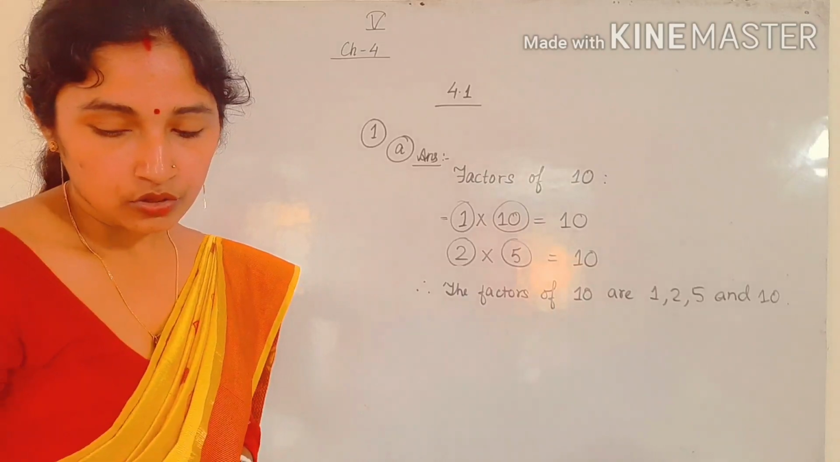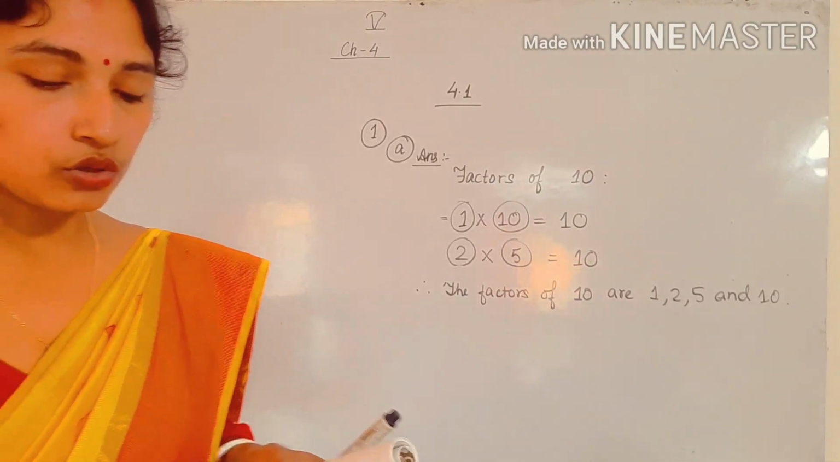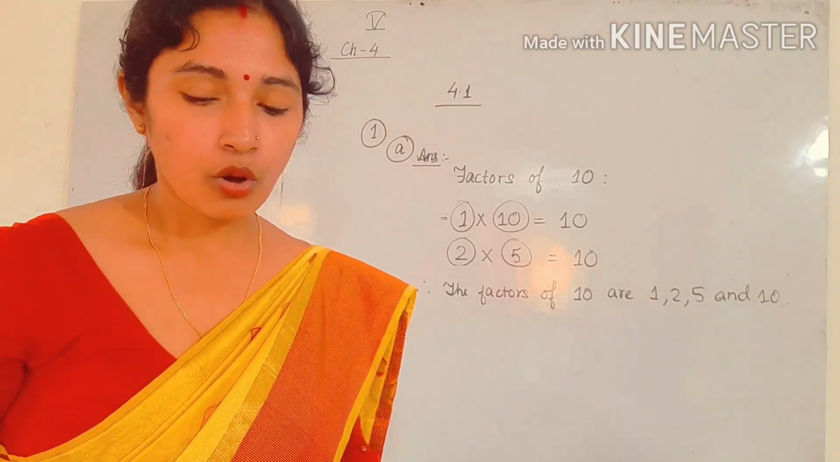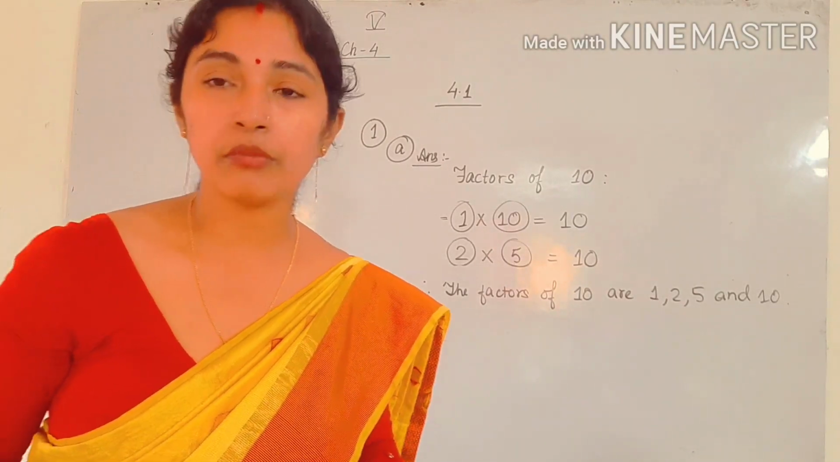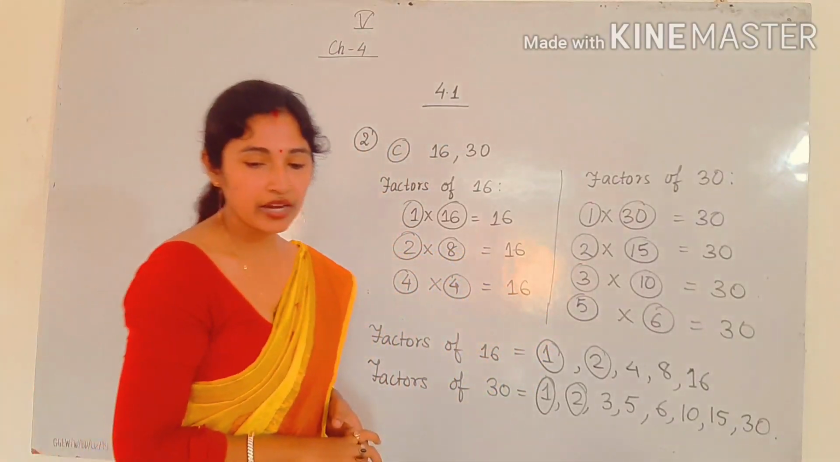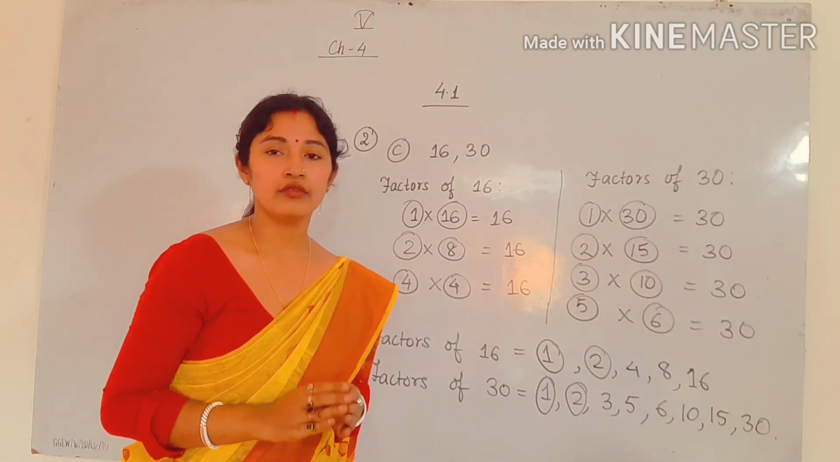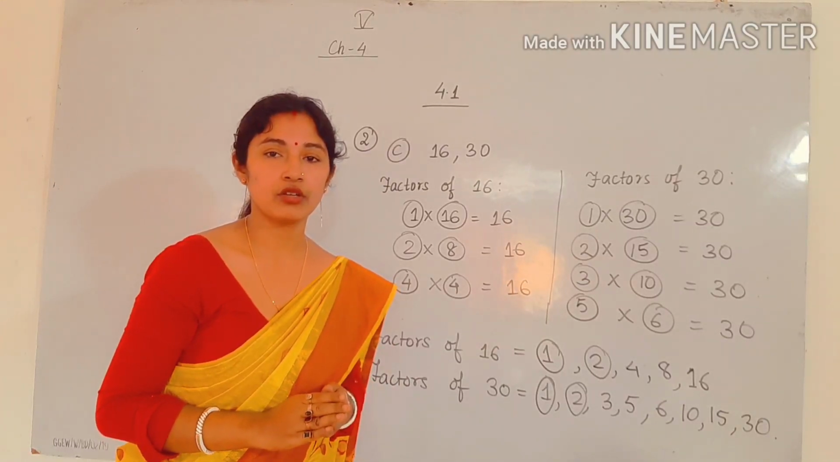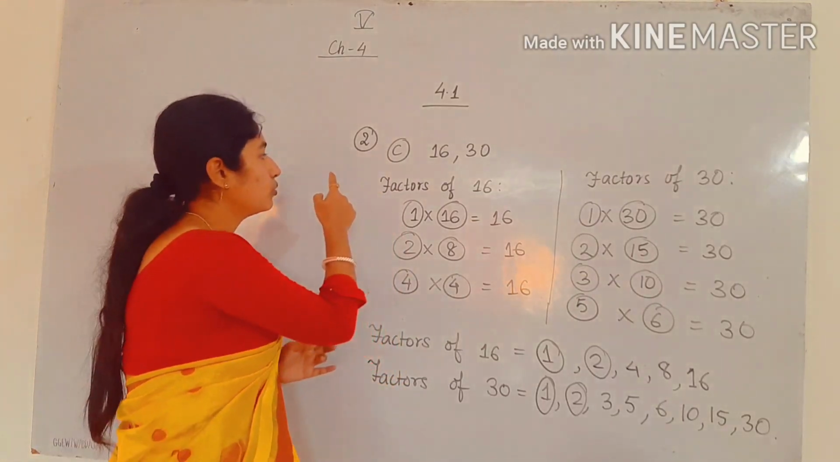Okay, so next come to the next question, that is question number 2. Use question 1 to find the common factors of the following. So here I will do number C. So in question number 2 we have to find the factors of 2 numbers first, and then we have to find the common factors. Okay, so see here, I have taken question number 2, C.